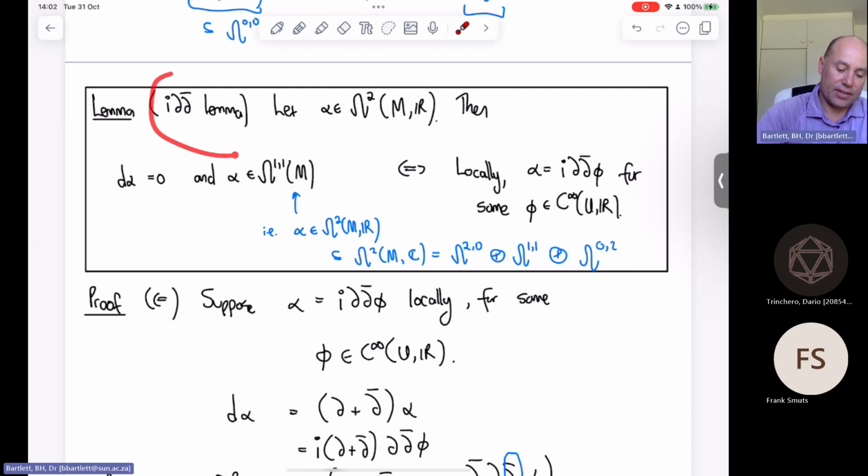The i del bar lemma. So remember what it says. It says that if you've got a 2 form on your complex manifold, which is closed and which is living in the 1-1 part, then actually it can be expressed as a sort of a double derivative, i del del bar of a function phi. We know that locally, if it's closed, then alpha is d of a 1 form. Now I was saying something much more powerful. We're saying that it's a del bar of a 0 form.